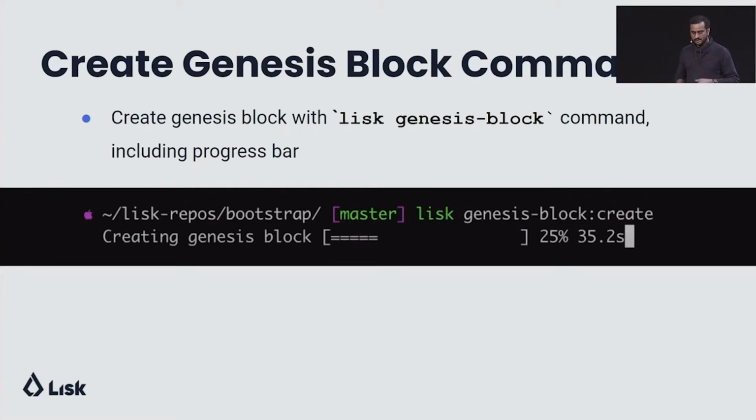In a similar way, you can create the Genesis block, and you can also see the progress, how much time it's going to take to create the Genesis block. And these commands come with some flags by which you can customize stuff. So for example, in this one, you can give the number of validators or hash onions with the distance you want.